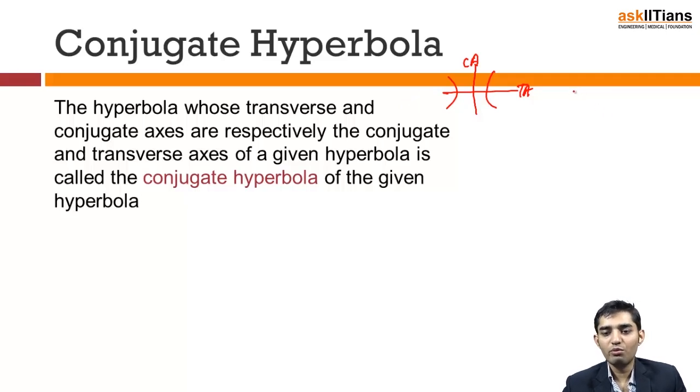And what is conjugate hyperbola? If I exchange transverse axis and conjugate axis, right? So conjugate axis becomes transverse axis and transverse axis becomes conjugate axis. So this hyperbola will look something like this. Okay, so you can say it is kind of a vertical hyperbola, right? So where conjugate axis and transverse axis are interchanged, right? So if I interchange transverse axis and conjugate axis, I get a conjugate hyperbola. Okay, so this is what is conjugate hyperbola.